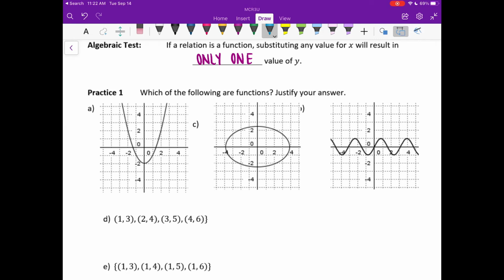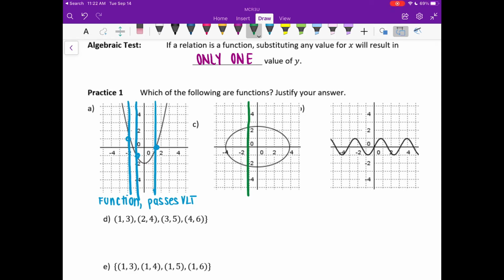Let's do A. A, if you draw a vertical line through it, it hits that once. Let's draw 2 just for good measure. Only hits it once. I did another one for another good measure. Notice how any vertical line that's drawn through that graph only hits the graph once, so we know that this is a function. There's only one y for every x, so it passes the VLT.